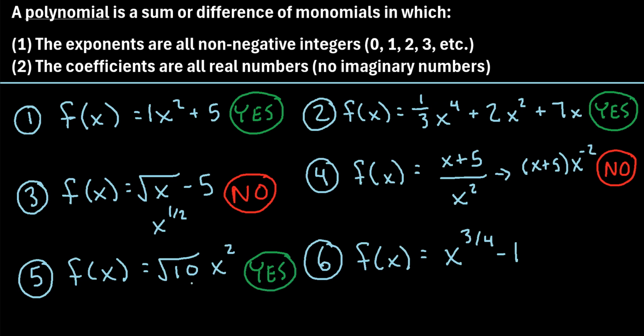Now remember, the square root, that's only an issue if there's a variable under it. So like an x, we said that could be rewritten as x to the 1/2. But if we just have the square root of 10, so the square root of some number, that's perfectly valid to have. All right, let's check out our last example.